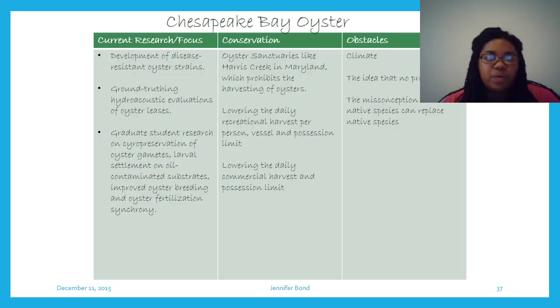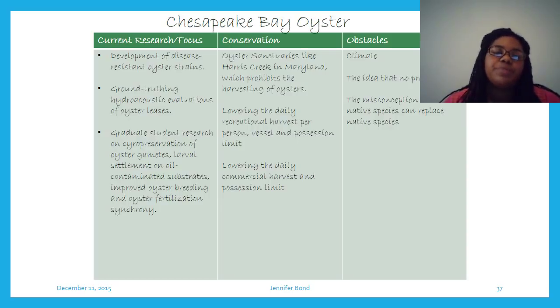With the Chesapeake Bay oyster, there's been research regarding the development of disease-resistant oyster strains, some ground-truthing hydroacoustic evaluations of oyster leases, and graduate student research on cryopreservation of oyster gametes, larval settlement on oil-contaminated substrates, improved oyster breeding, and oyster fertilization synchrony.